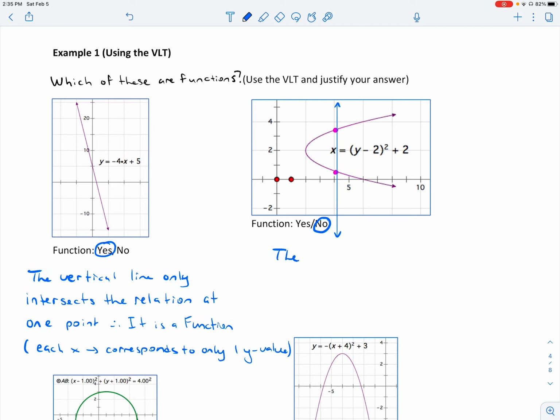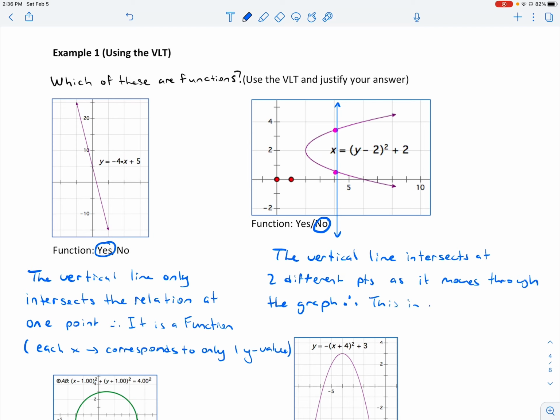So we can say the vertical line intersects at 2 different points as it moves through the graph. Okay, so we can just say, therefore, this is not a function.